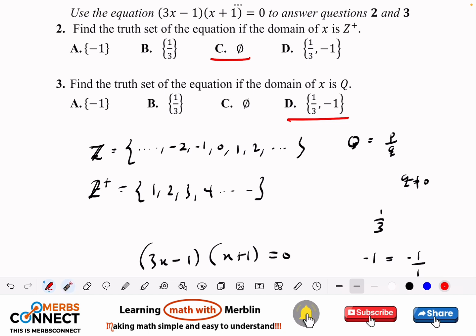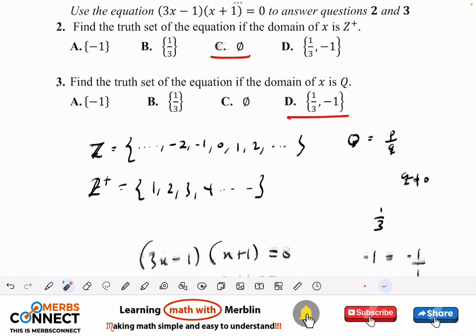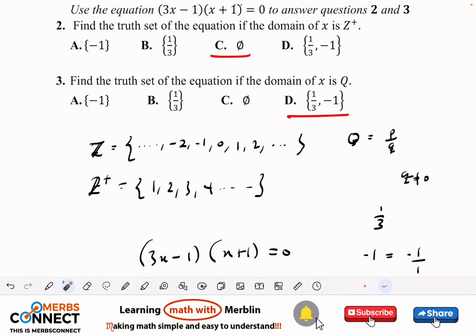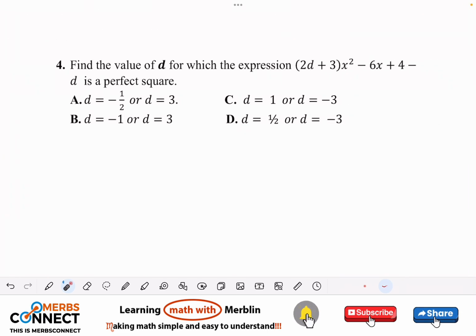Is that right? So this is how you can analyze the functions. You need to know that this is a rational number, this is a positive integer, right? So know them. So this is for question 2 and question 3. Let's look at question 4. So for question 4, we want to find D for which the expression is a perfect square.